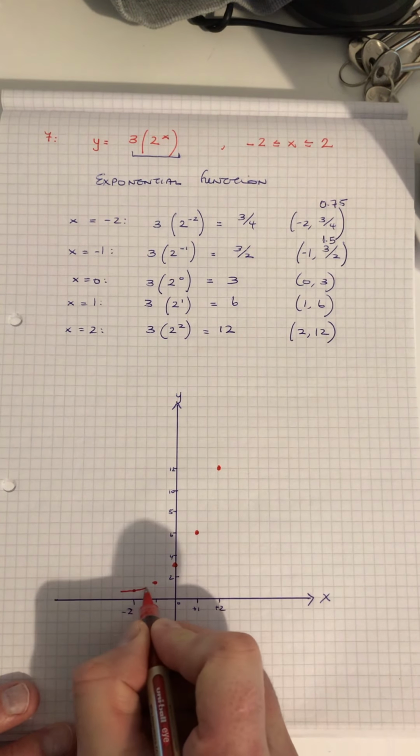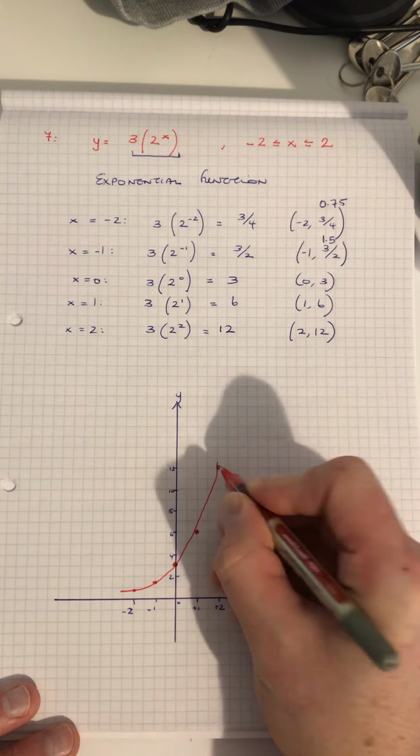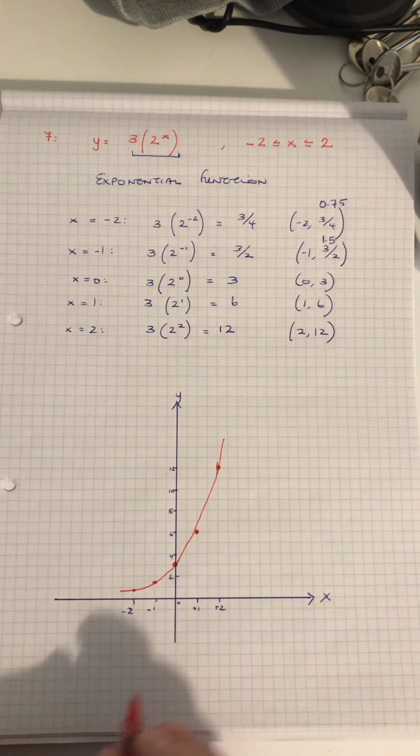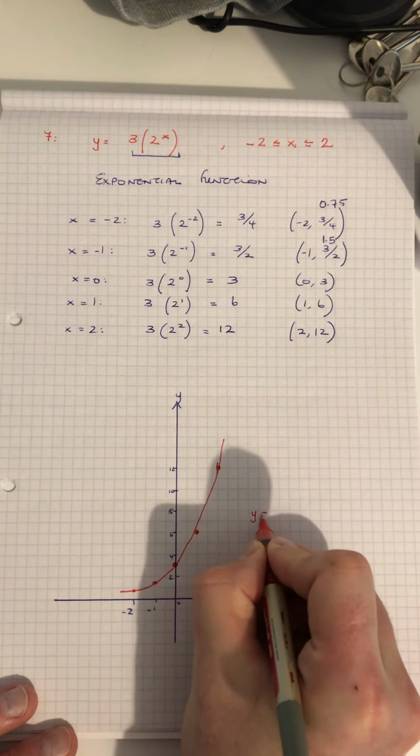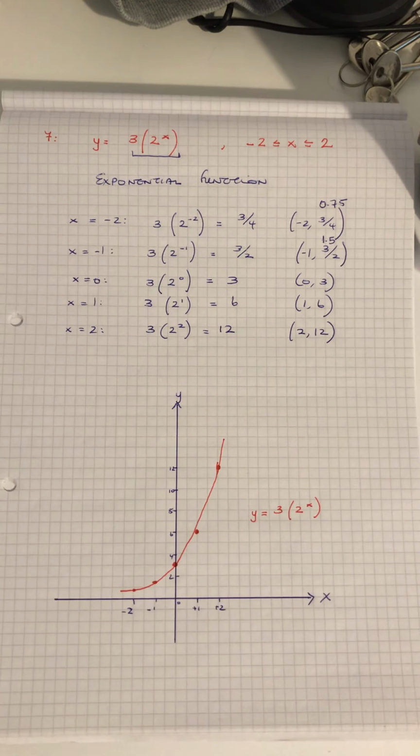So you join your points and you get some kind of a curve that looks like so, that keeps going on, and that's the function y equal to 3 times 2 to the power of x. Okay, and that's an exponential function, and it's no harm just to be able to do that.